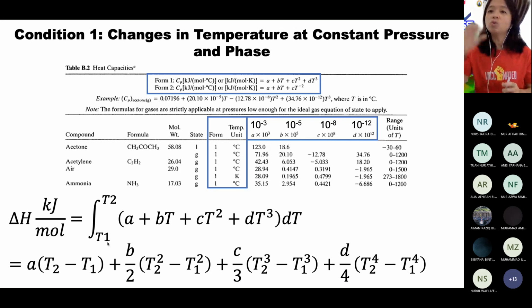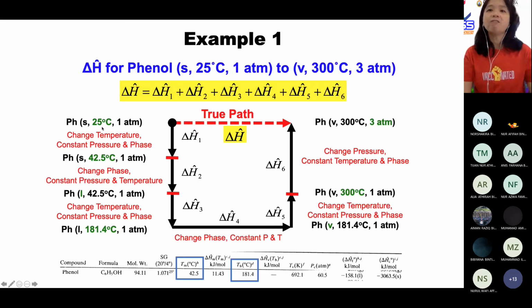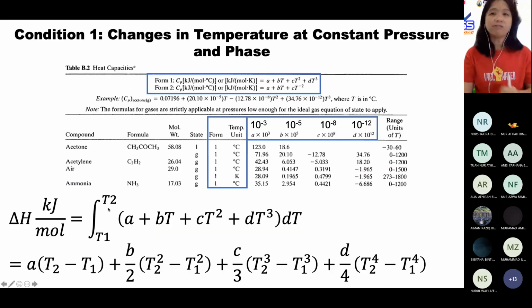Contohnya macam tadi kes yang phenol ni, katakan from 25 to 42.5, right? So T1 is 25, T2 42.5. T1 adalah suhu permulaan, T2 adalah suhu pengairan yang kamu nak capai. Dan masuk dalam format dia. Kalau form 1, A plus BT plus CT square plus DT cube. Itu adalah pengamiran. Okay, then bila kita selesaikan pengamiran dia ada formula.